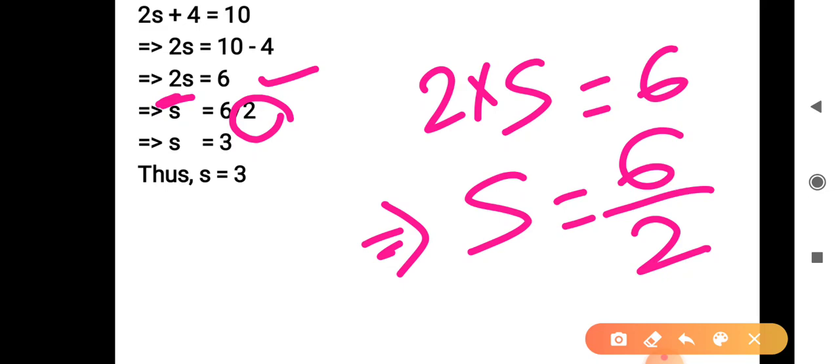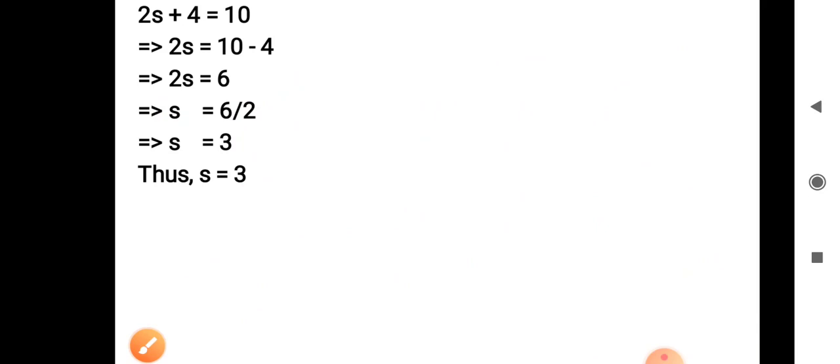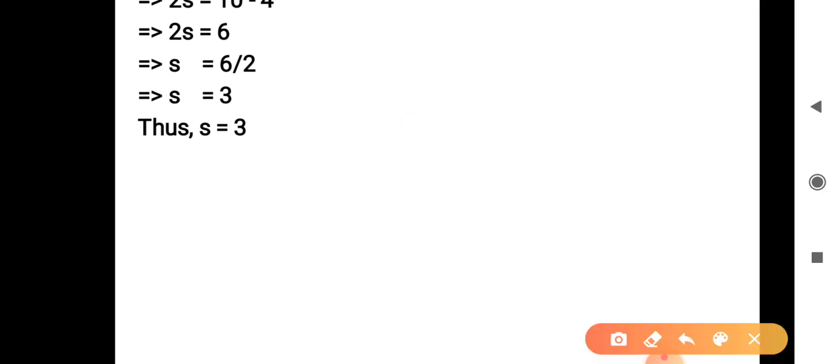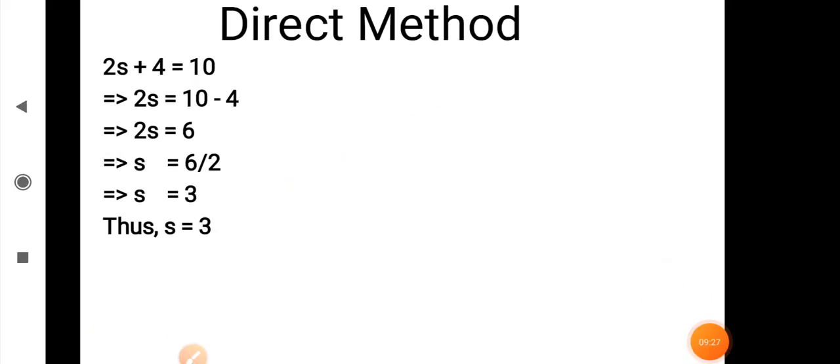Alright. And you cannot write 6 as the denominator and 2 here. No, that will be wrong. It will simply take the position of the denominator. That means it is dividing 6 by 2. So therefore, after dividing 6 by 2, we got s equal 3. Thus our value is s equal 3. I hope you have understood this direct method. Now, there is another way of solving this simple equation directly, or say to find the value of the variables directly. Let me show you that as well.